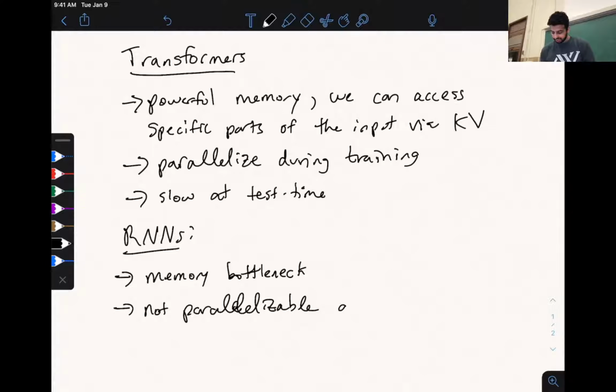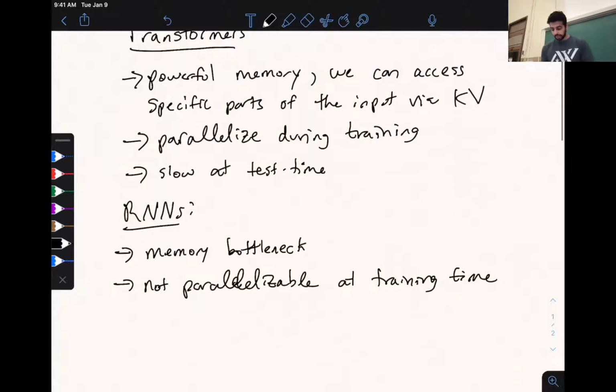All right, at training time. And this is the fundamental reason why the transformer was invented, right? Because RNNs were too computationally expensive to scale during training to very deep networks and large numbers of parameters to a lot of data. However, they are fast at test time.